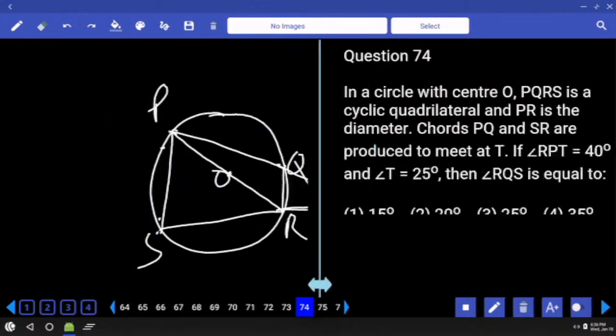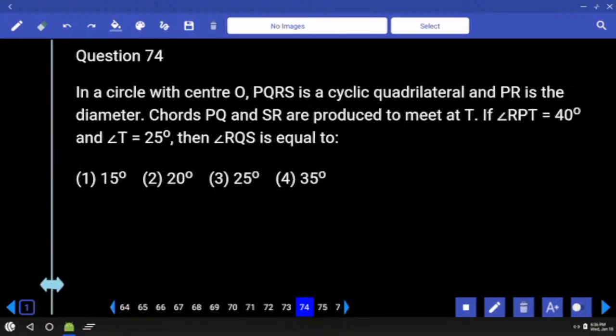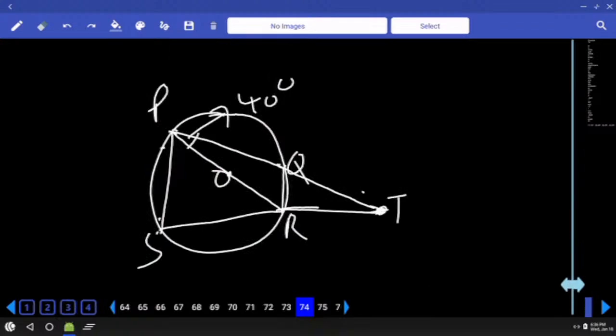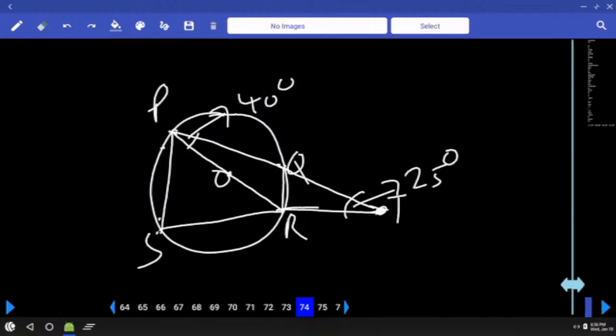Okay, now he's saying if angle RPT is 40, RPT, this angle is equal to what? 40. And he has given angle T as what? 25. Next, then angle RQS is what? RQS, this angle RQS, అంటే ఈ యాంగిల్ మనం ఫైండ్ చేయాలి.